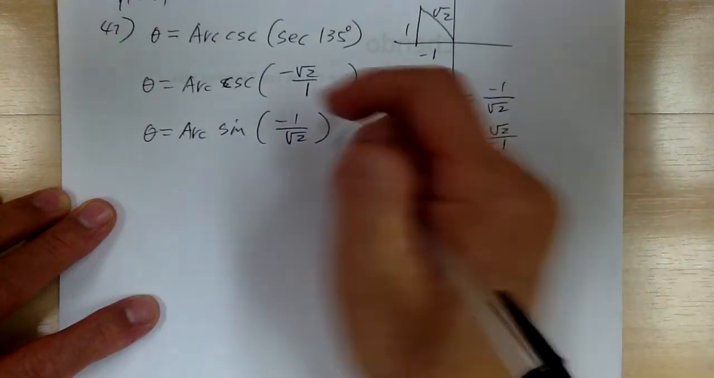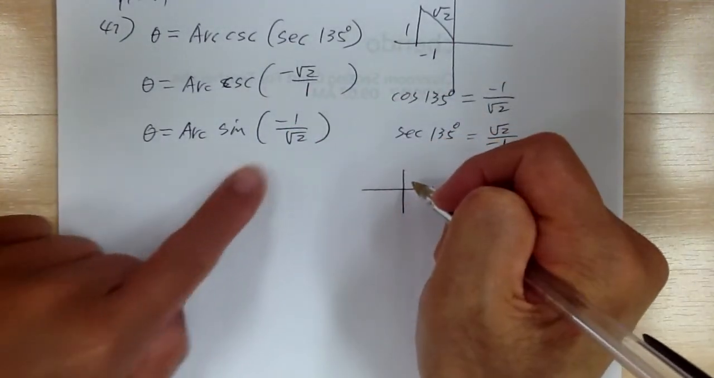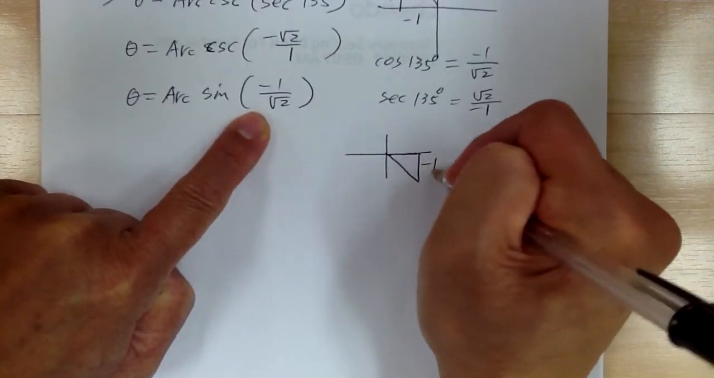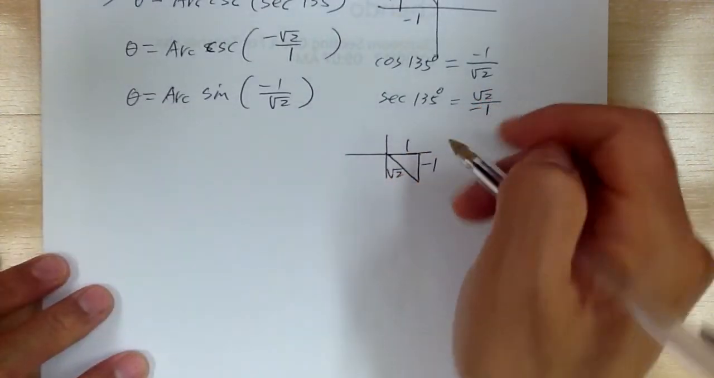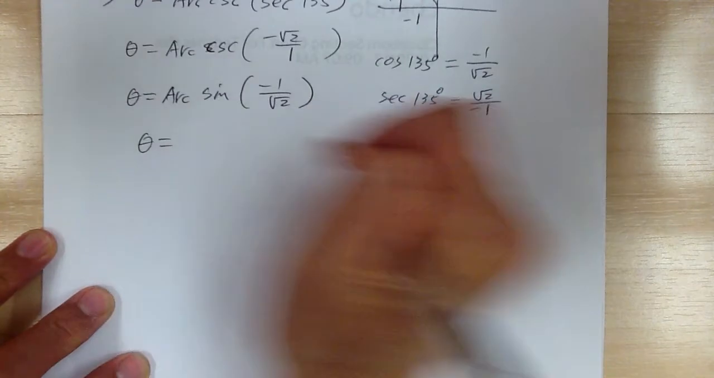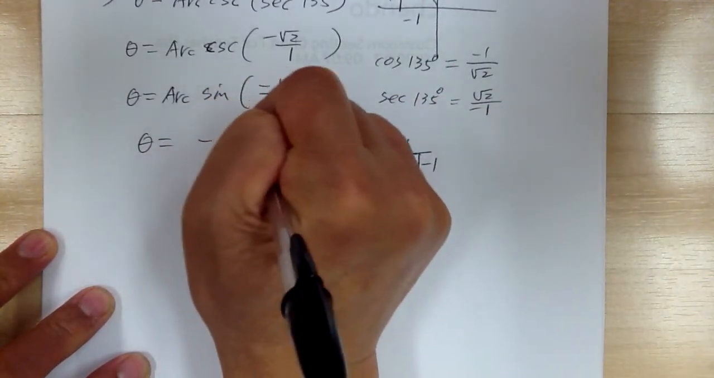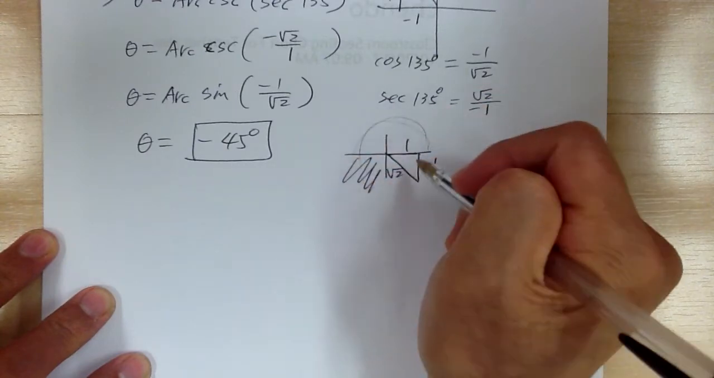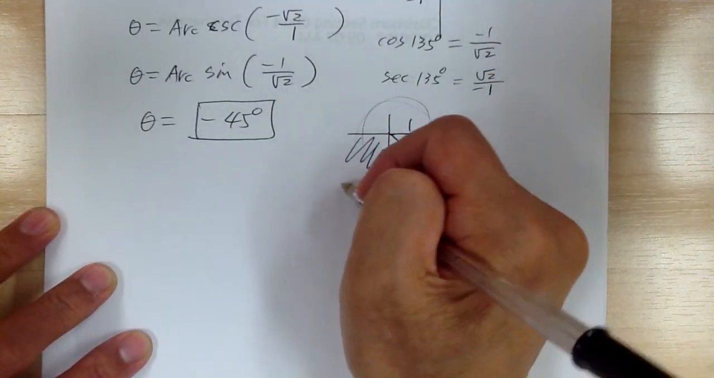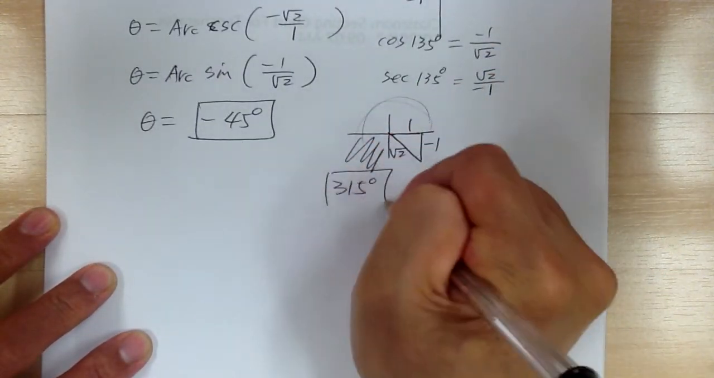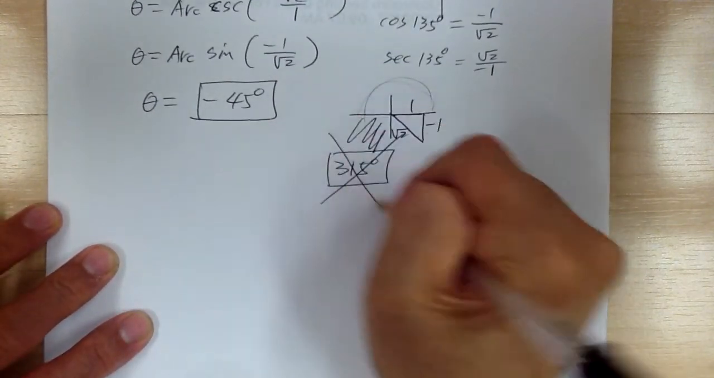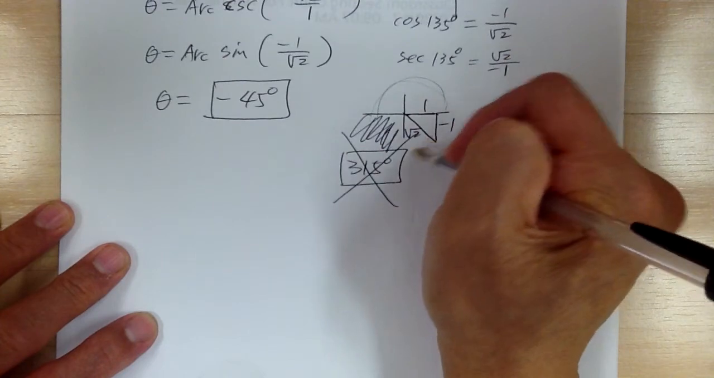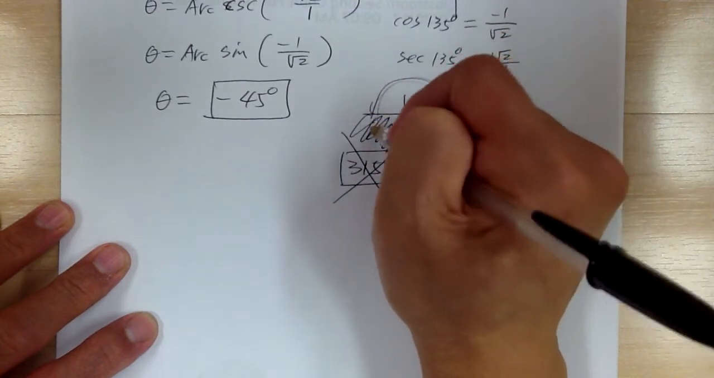Okay? Now you can draw the picture based on that. So negative sine is going to be right over here, so it'd be negative 1, square root of 2, so it'd be 1. So in this case, your theta is going to be equal to negative 45 degrees. Again, you cannot go this way, you cannot go through here, right? So do not make it into 315. If you go 315 degrees like that, then it's wrong, okay? Again, 315 is wrong. To get 315, you have to go this way, but you cannot go through quadrant 3.